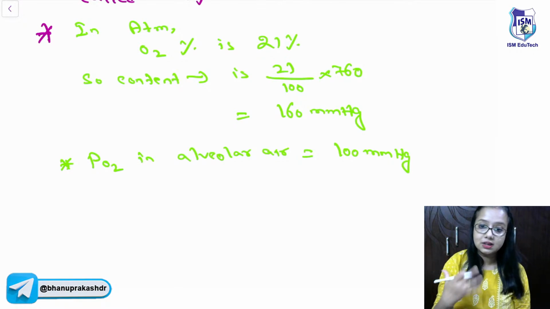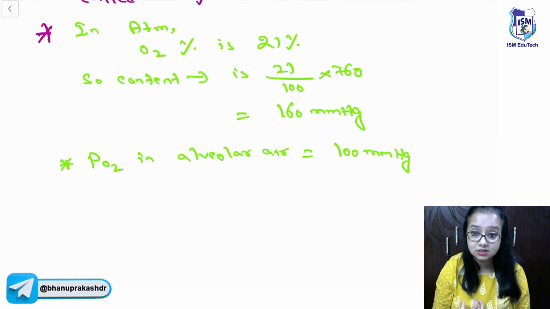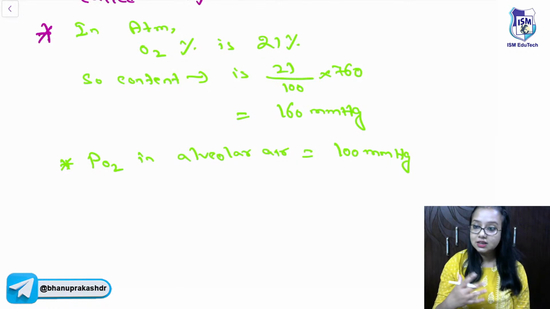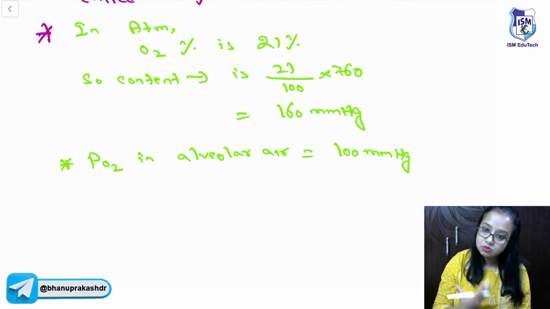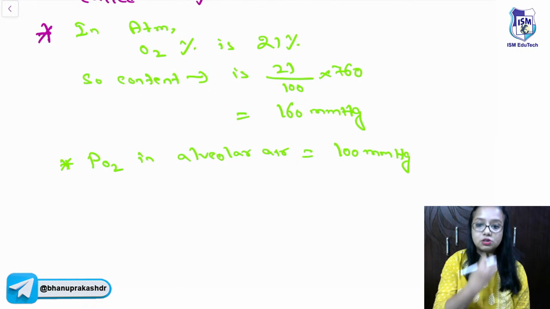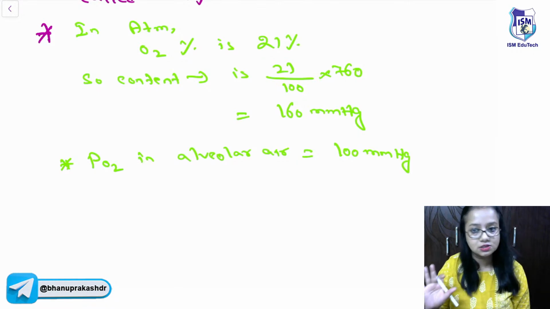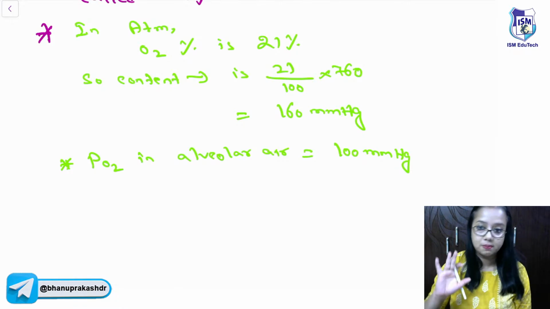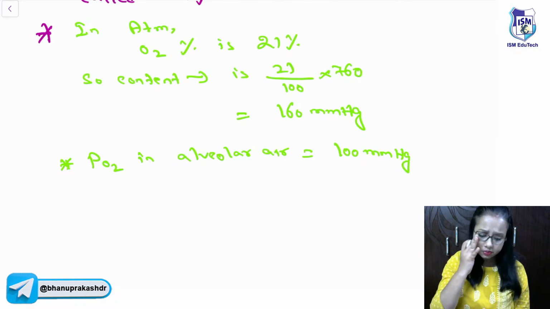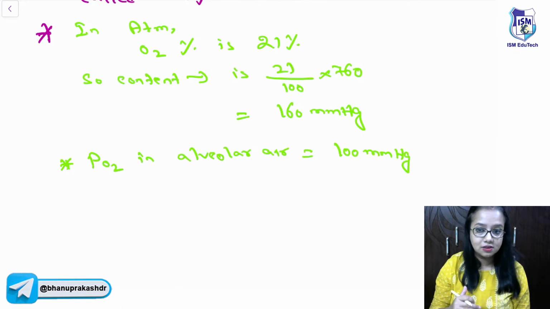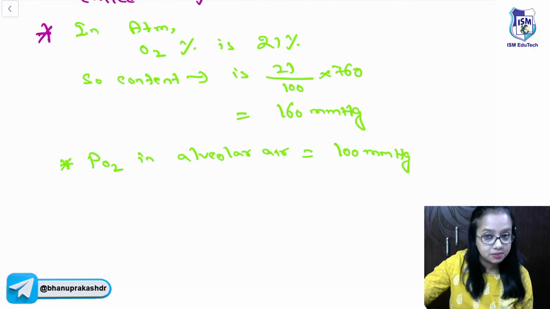Now, why does it get dissipated? Because it is passing through the conducting zone, through the respiratory structures made up of cartilage. It has an epithelial lining, though it has mucus also. It is air, so during the friction, some oxygen is just lost, which is not even taking part in the respiration. By the time oxygen reaches the alveoli, its partial pressure is 100 mmHg.